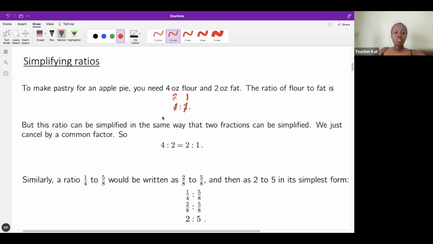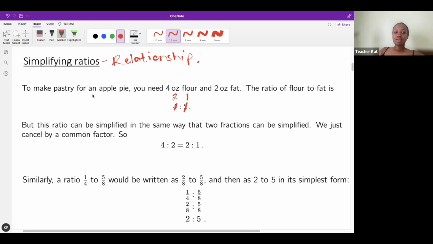Okay, now the important thing to know about ratios is it does not necessarily mean there will be 2 ounces of flour and 1 ounce of fat. That just shows you the relationship. So ratios are all about the relationship between things. It doesn't necessarily mean that's exactly how many they are. So what it means is for every 1 ounce of fat, you will have 2 ounces of flour. It doesn't mean there is 1 and there is 2. No, it means for every 1, you will have 2.